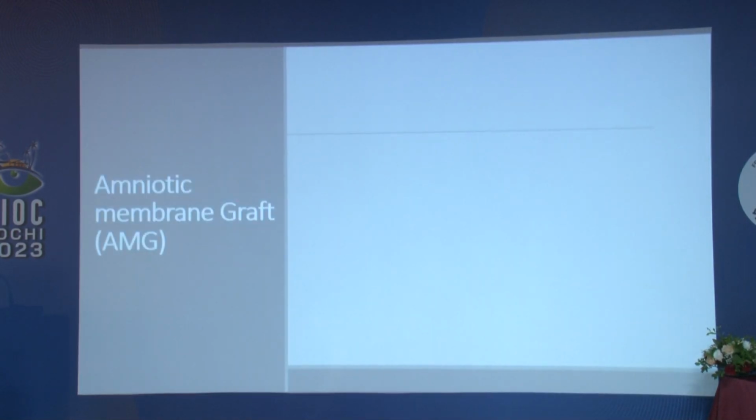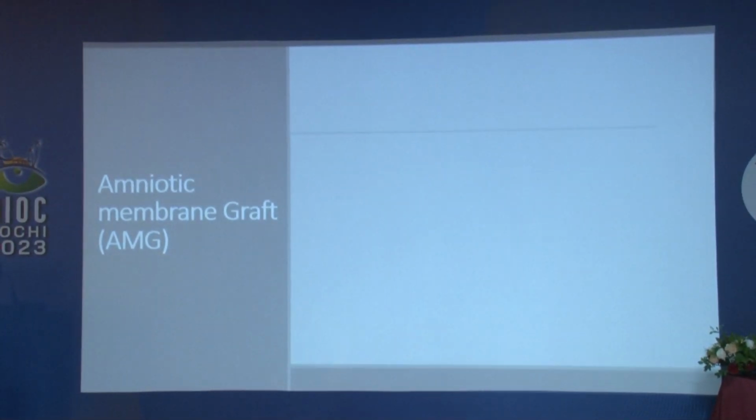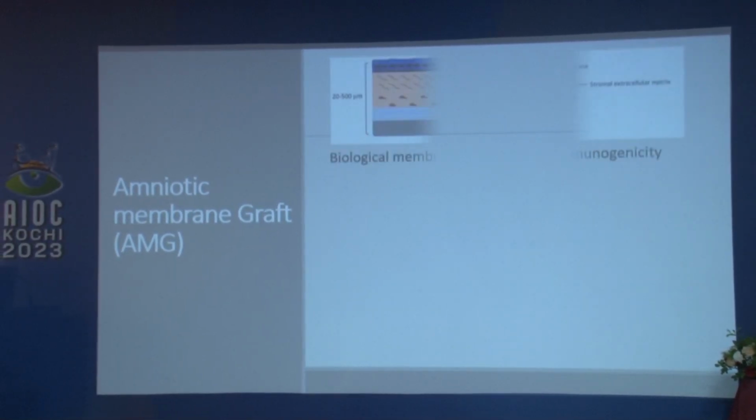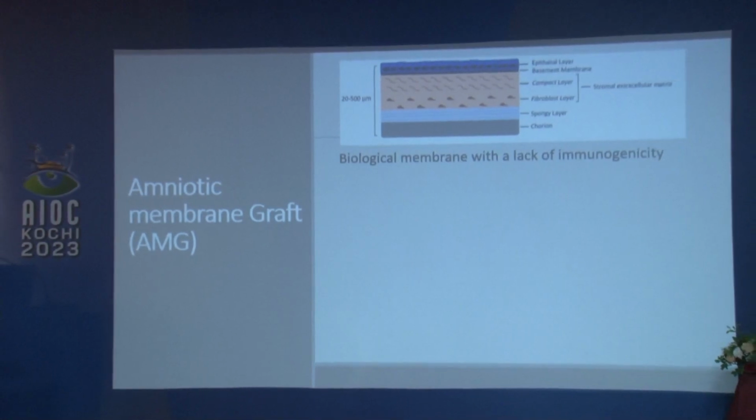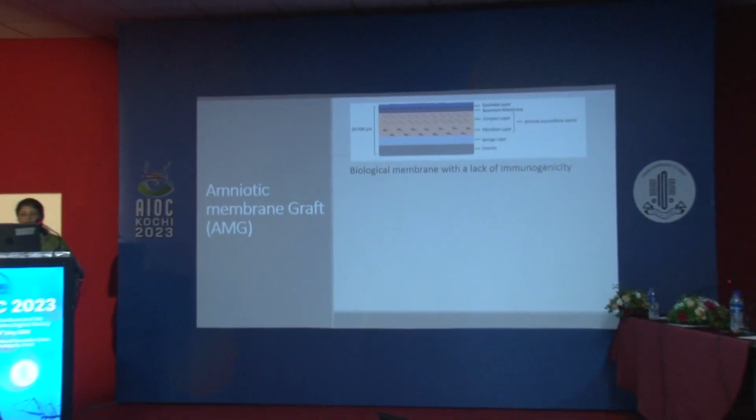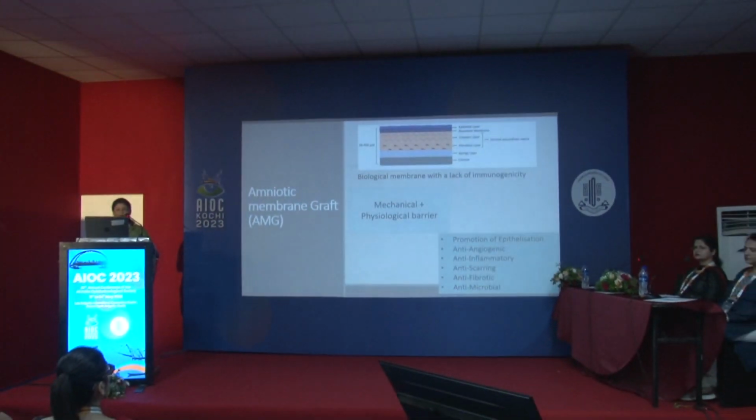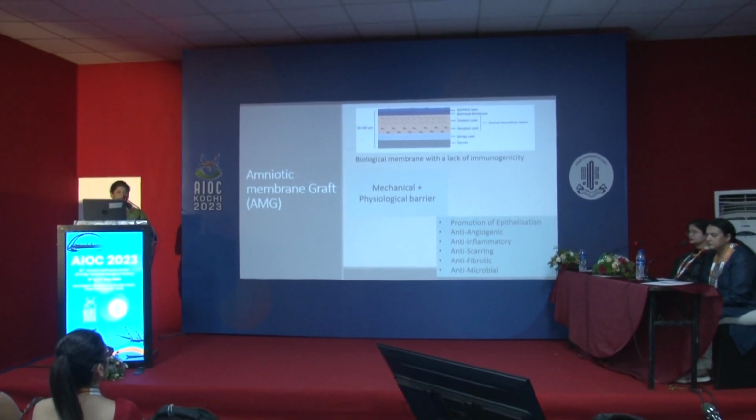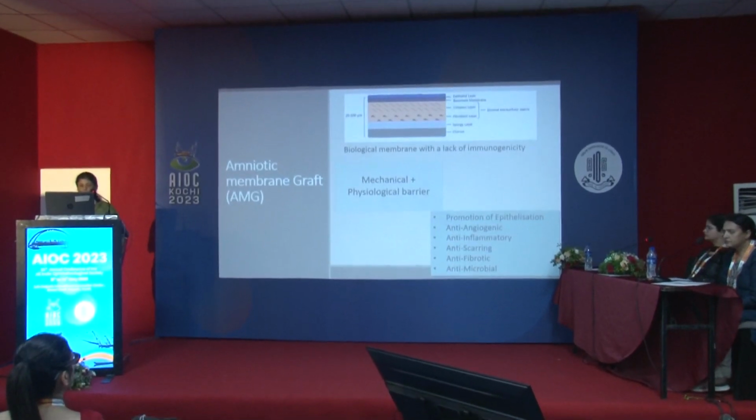The second topic is amniotic membrane graft. We cannot think of any ocular reconstructive surgery or ocular surface surgery without this membrane. It is a biological membrane which has no immunogenicity, and it provides both a mechanical and a physiological barrier. It has several properties: epithelization, anti-angiogenic, anti-inflammatory, and antimicrobial.